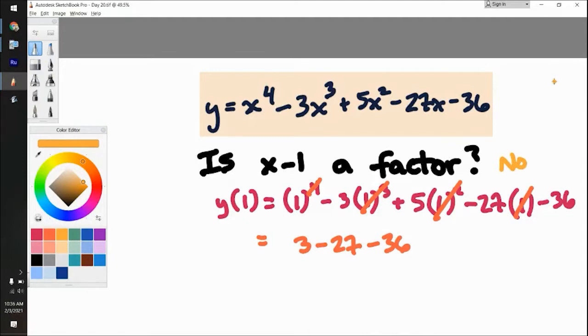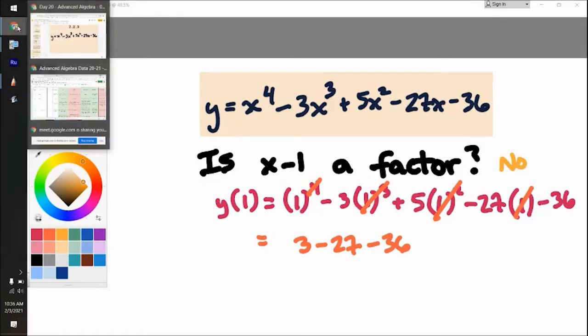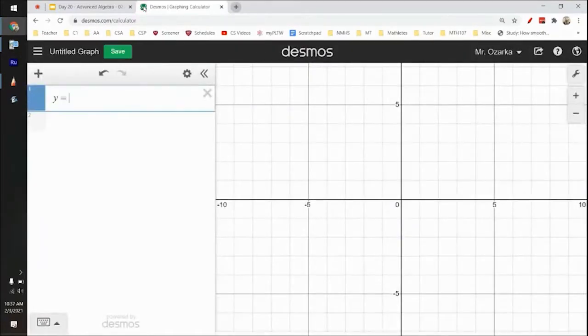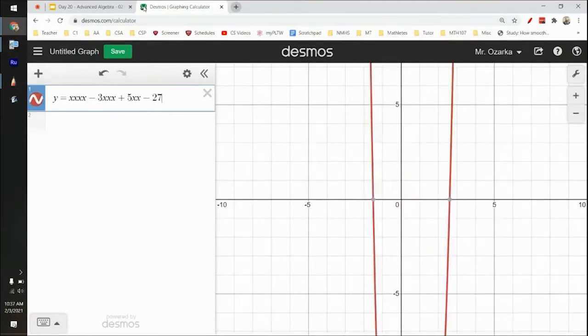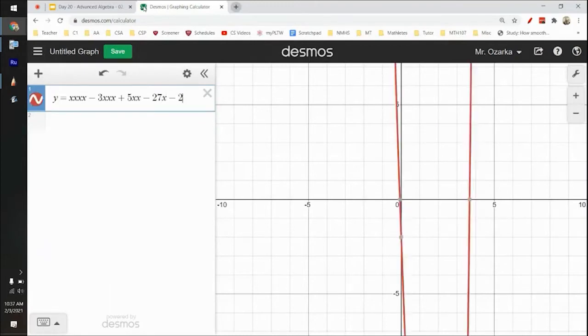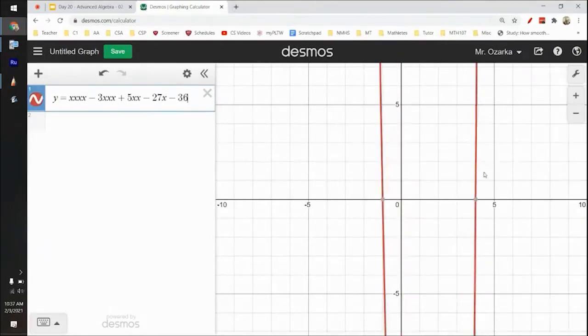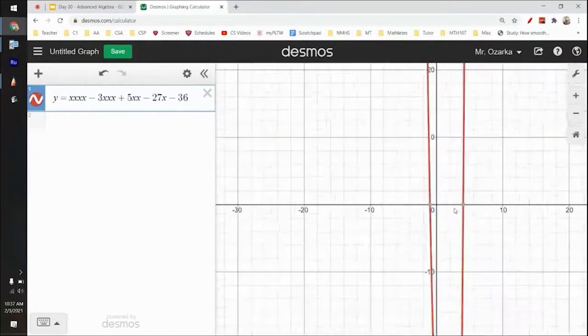So what I'm going to do is actually graph this because I don't remember my own answer key apparently. Sorry. If you graph it, it will also tell you the x-intercept, and you can do this. I'm literally telling you, you can do this on an actual test. x to the 4th minus 3x to the 3rd plus 5x squared minus 27x minus 36. Okay, so it looks like there are 2 solutions here.